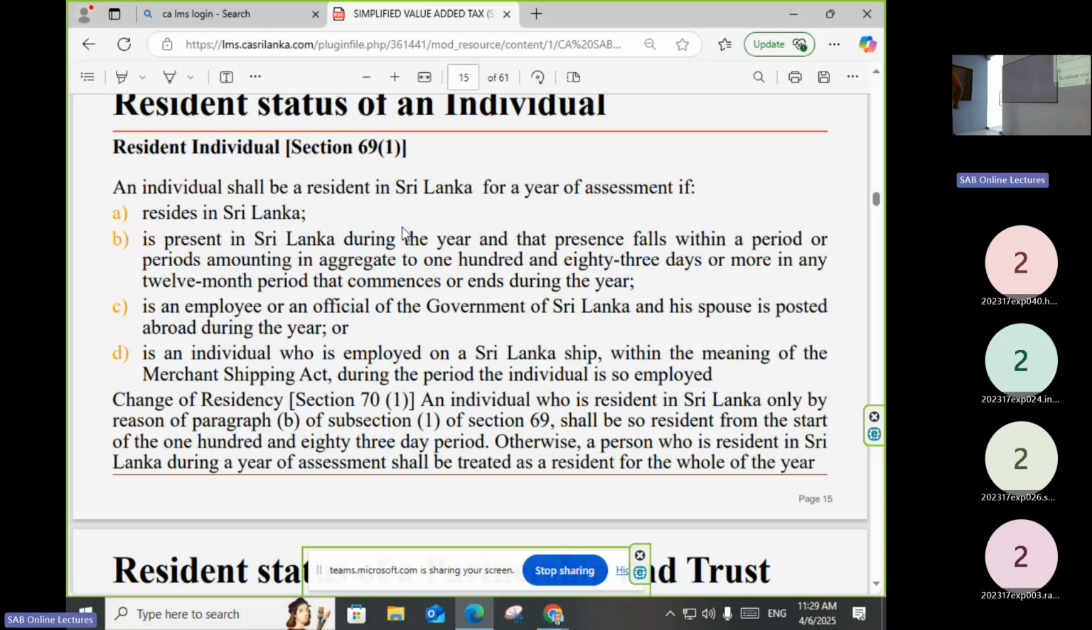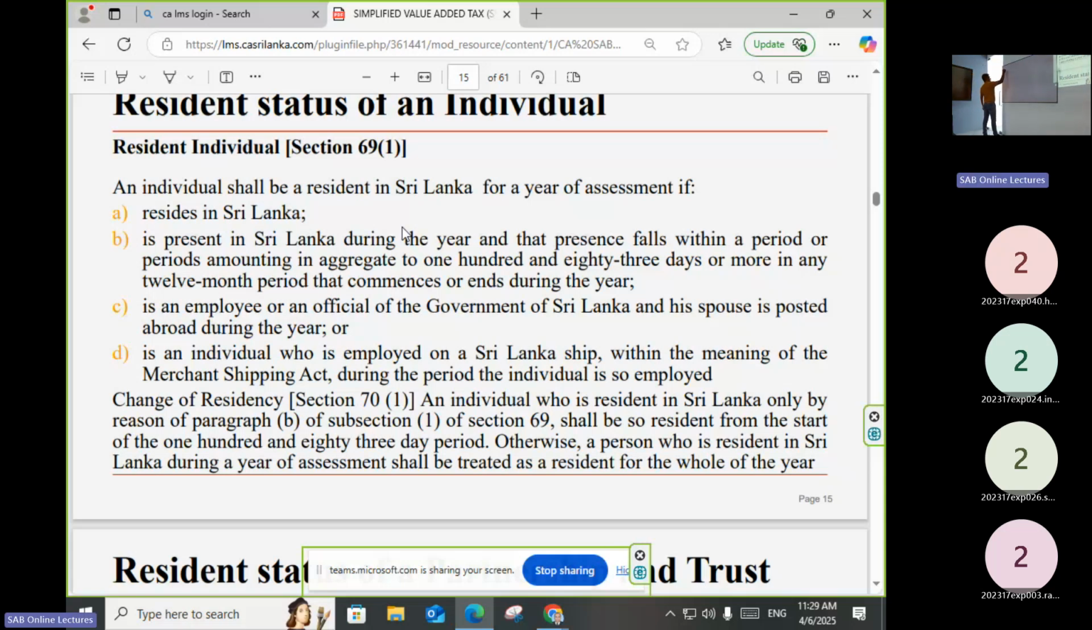Right, change of residence. Section 70 is also attached to section 69, the same thing. Section 69(1)(b) says that for that particular period he is physically present in Sri Lanka, so for that particular period he shall be considered a resident individual. That's the meaning. I don't know whether online people can see, but it's just like this.